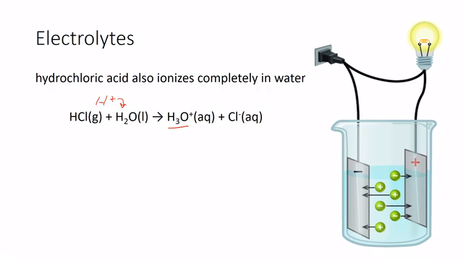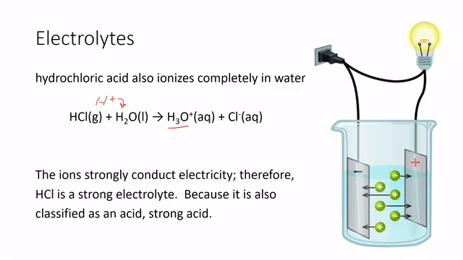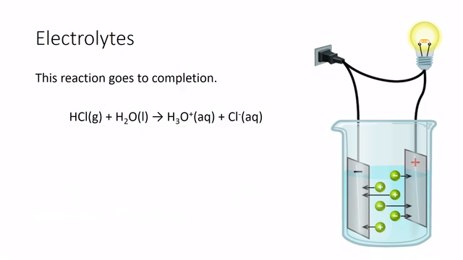If we were to pass electricity through it, we would notice that it is a strong conductor of electricity. Because it is a strong conductor of electricity, it's also referred to as a strong electrolyte and therefore a strong acid. Please note that this reaction goes to completion. An equilibrium is not established: when we started off, we had no ions, and when we ended the reaction, we have no molecules remaining, only ions.